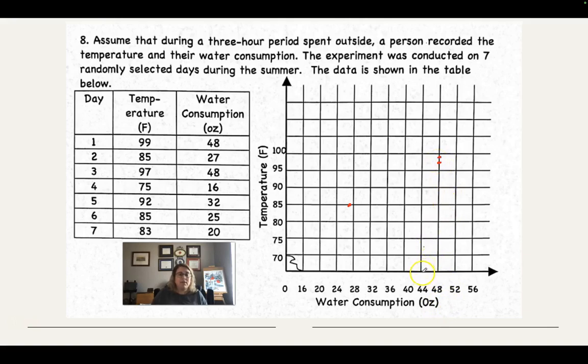On day 4, it was 75 degrees outside and they had 16 ounces of water. On day 5, it was 92 outside and they had 32 ounces of water. On day 6, it was 85 outside and they had 25 ounces of water. And on day 7, it was 83 degrees and they had 20 ounces of water. All right, again, we see that positive correlation. You drink more water as the temperature rises.